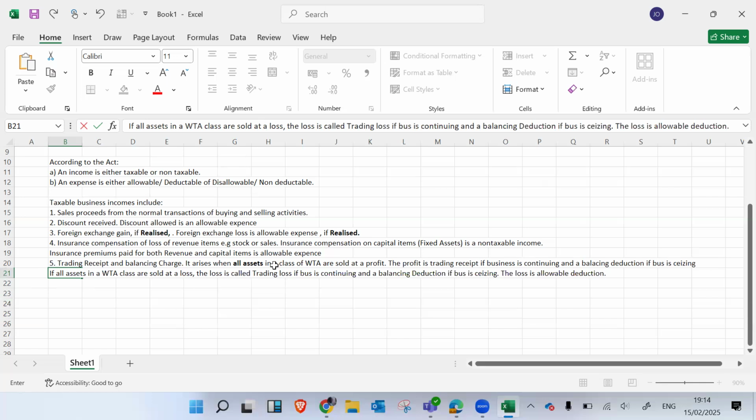If business is continuing, it's called a trading loss. If business is ceasing, it's called balancing deduction. And either way, this loss is an allowable deduction. So if we sell the assets at a gain, it is just like capital gain. Capital gain, we are selling them at a profit. Capital loss, we are selling them at a loss.